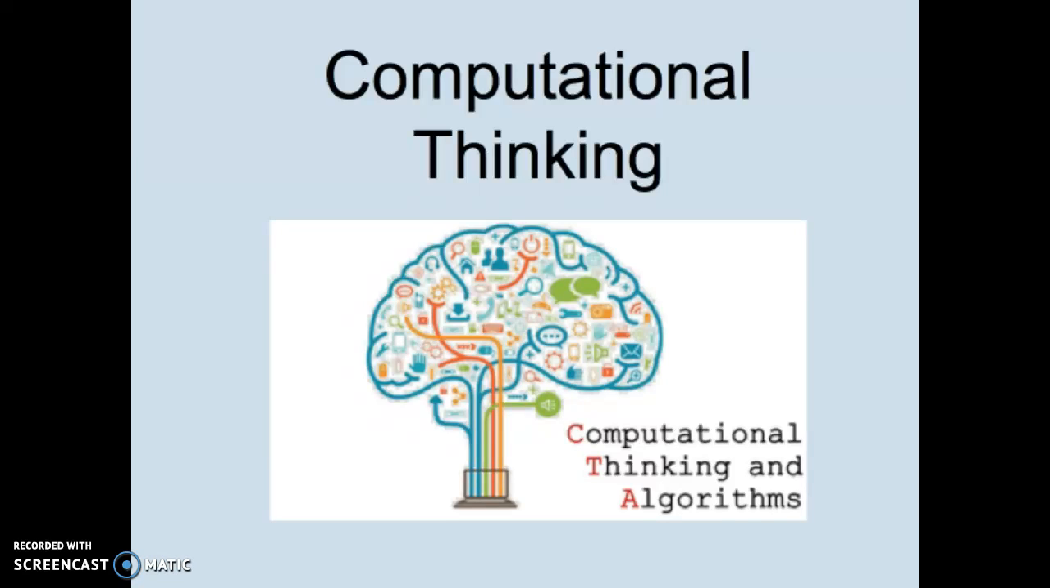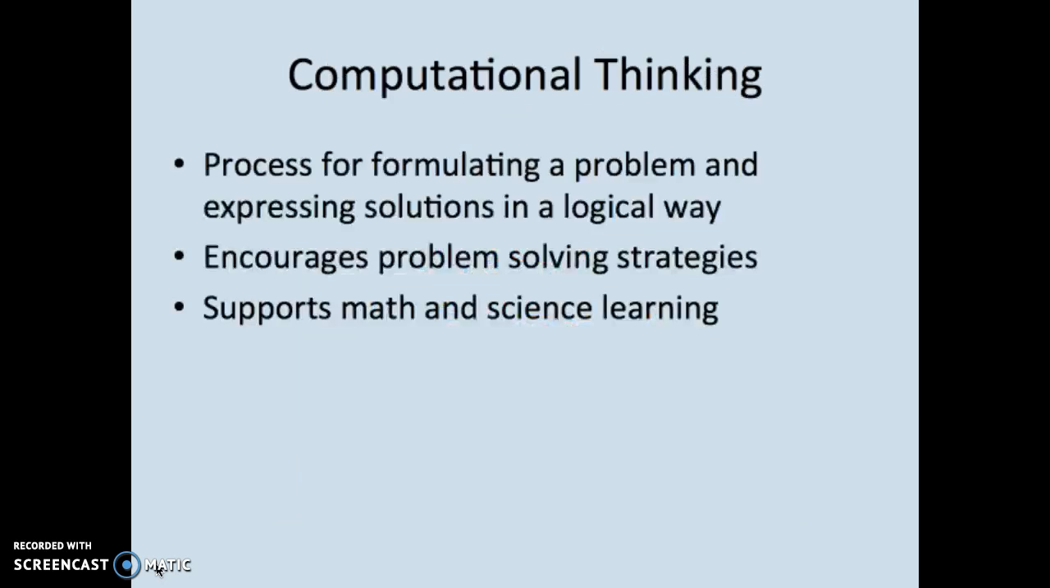Computational thinking is a problem-solving process that is involved in formulating a problem and expressing its solutions in a logical and analytic way. An example of this way of thinking would be using step-by-step instructions or algorithms to effectively carry out the problem. While computational thinking is essential for computer programming, it is also beneficial for learning because it encourages problem-solving strategies. It is especially beneficial in supporting problem-solving in math and science.